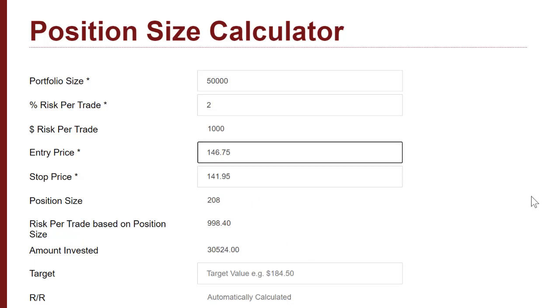Now you may get a better price than that. You may get that price. If you get a better price and you then want to adjust after the fact, you can do that. But to start, this is what you're going to do. Now notice what it does here. 208 shares means your actual risk per trade based on position size is $998.40, which is within your allotted $1,000 risk per trade. That's how this works.